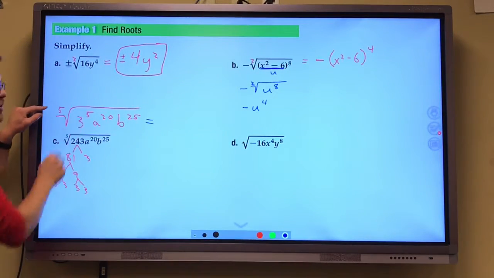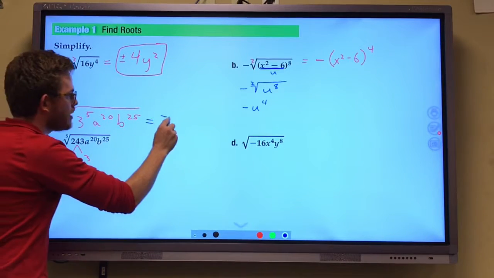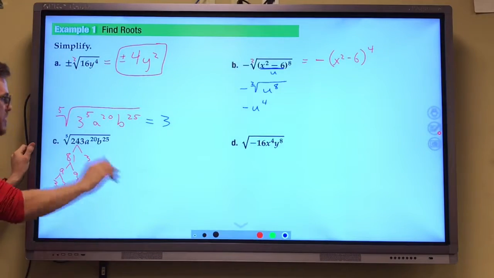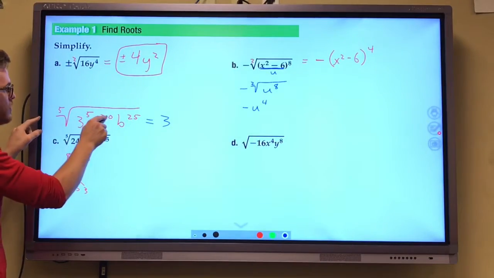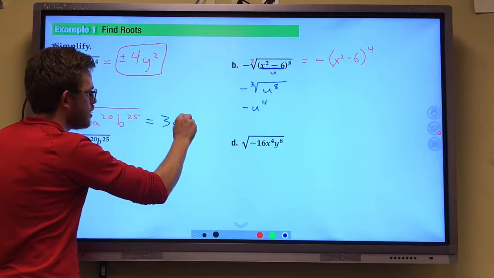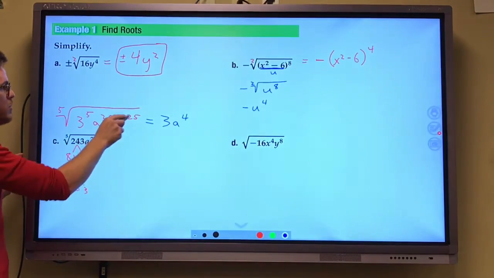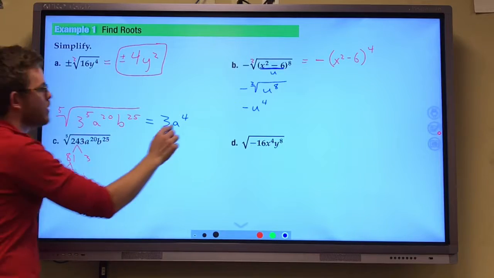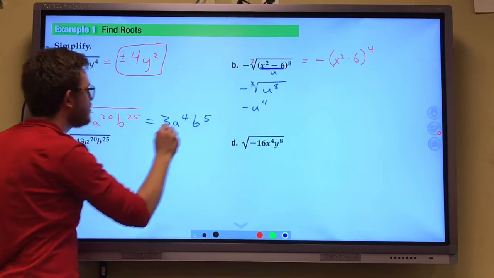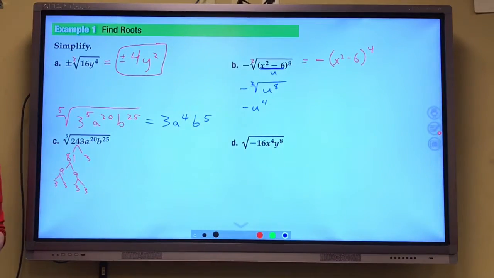The 5th root of 3 to the 5th power. 5 divided by 5 gives me 1. I just have 1 3 with nothing left on the inside. A to the 20th. 20 divided by 5 is 4 with no remainder, so nothing stays on the inside. B to the 25th. 25 divided by 5 is 5 with no remainder, and if there's no remainder, nothing stays on the inside.